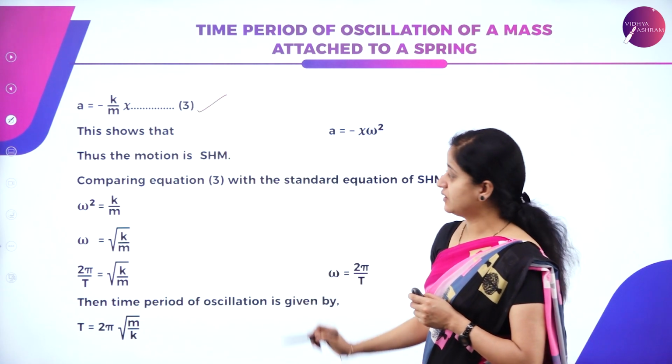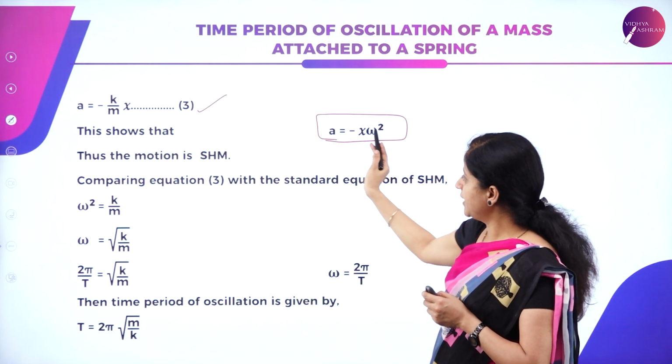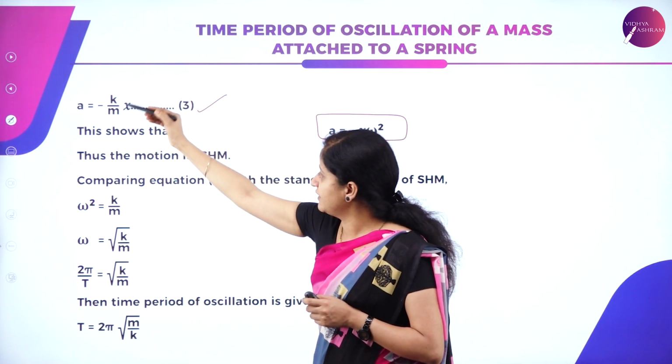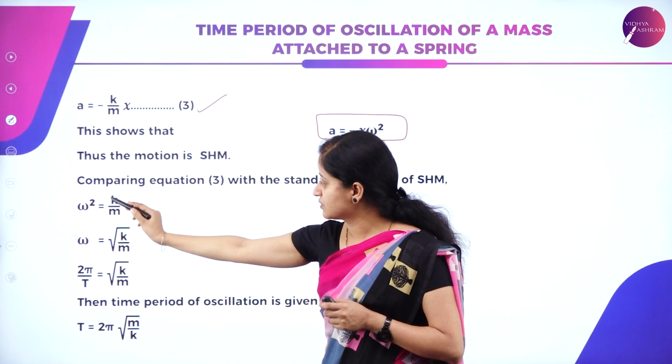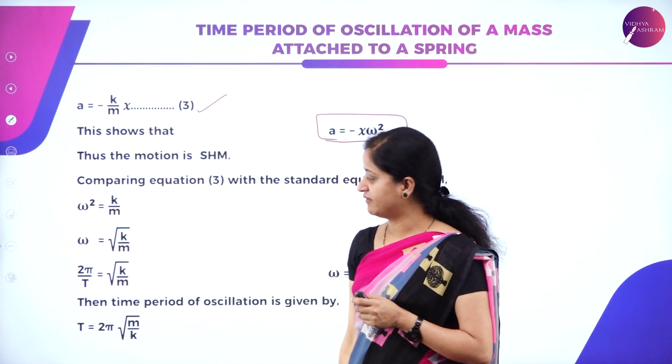We also have an equation for acceleration, that is minus omega square into x. Now compare these two equations. So we have in the place of omega square, K divided by m, and x as it is in both the equations. So it is omega square is equal to K by m, and omega will be equal to square root of K divided by m.